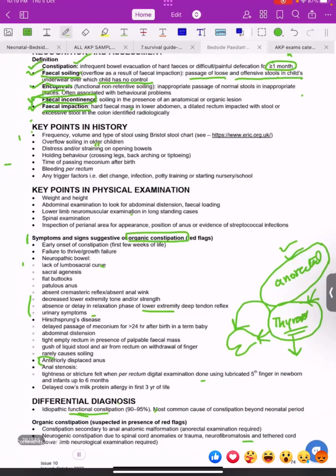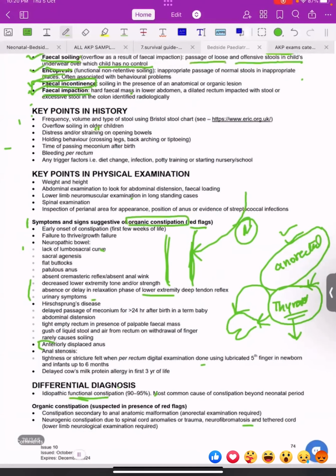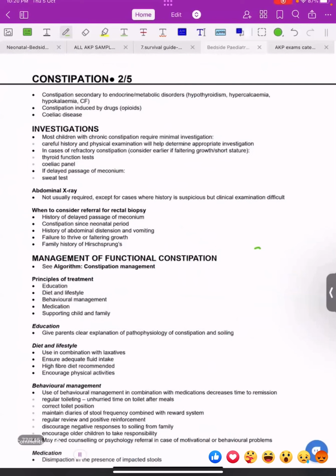So if we talk about the red flag signs, there are no endocrine problems. They are just talking about the intestine and the innervation of the intestine by the nerves. All right. So for differential diagnosis, they have talked about the organic causes, which they have discussed in the red flags. Next, the causes may be your endocrine problems or metabolic problems.